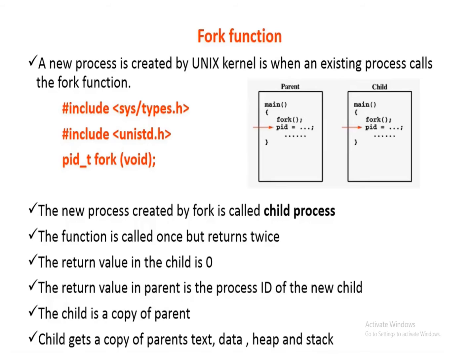The return value in the child will be 0. The return value in the parent is the process ID of the new child. The child is a copy of the parent. As we can see here, the child is a copy of the parent. The child gets a copy of the parent's text, data, heap and stack. That means the child can access the text, data, heap and stack segments.